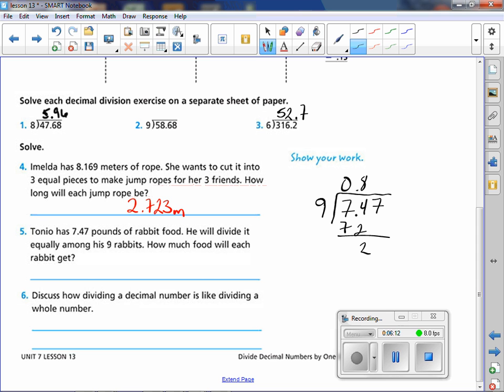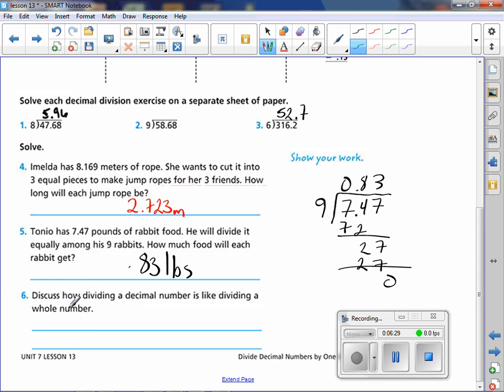Bring down, I get 27. Again, 9 into 27, or what times 9 equals 27? It's 3, and that's exactly 27. So now I'm done because I got my zeros. Okay, so 83 hundredths pounds, lbs.